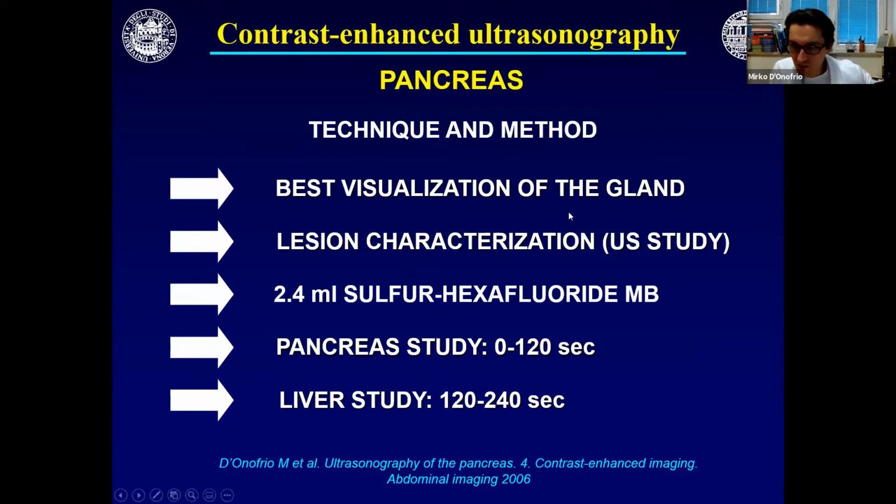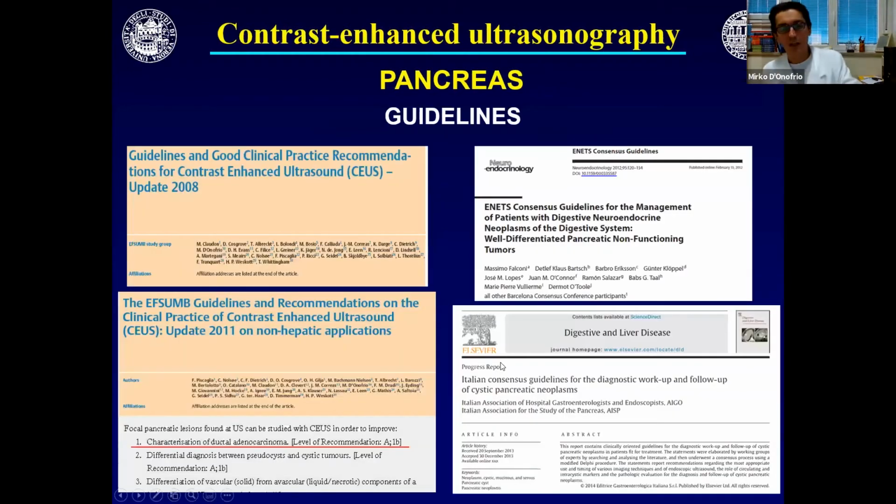So if the gland is visible and we identify something in the pancreas, so the ultrasound study is finished, we can use the contrast to characterize the lesion. And after the pancreatic study, always use the late phase to have a better staging of the liver, because we can detect some small lesions not visible during the conventional study. There are a lot of guidelines from the EFSUMB, and we also have the NETs guidelines for the use of imaging methods for the study of neuroendocrine tumors.